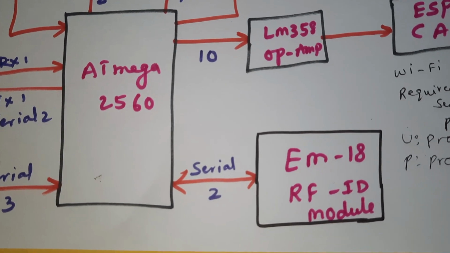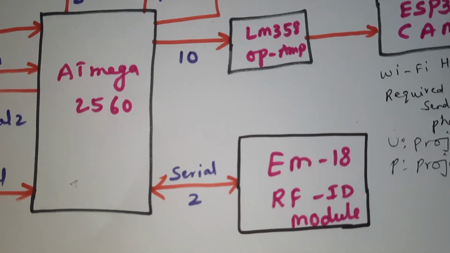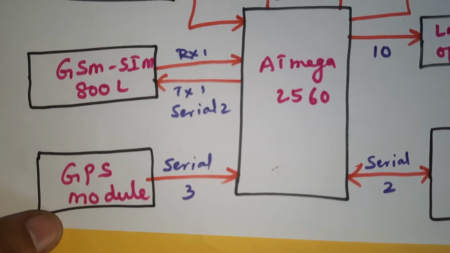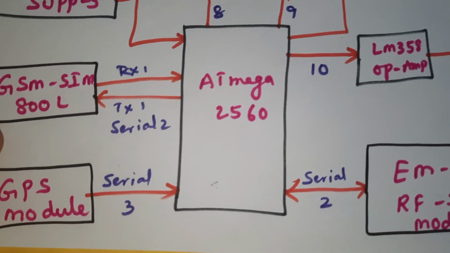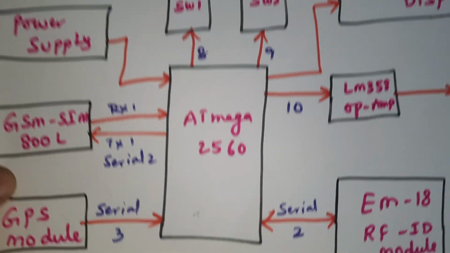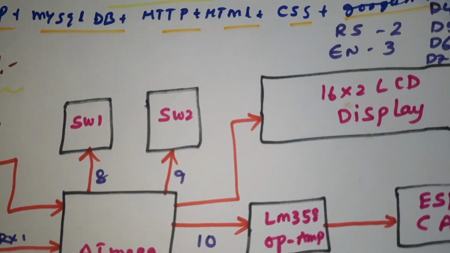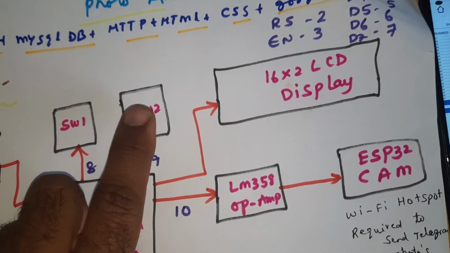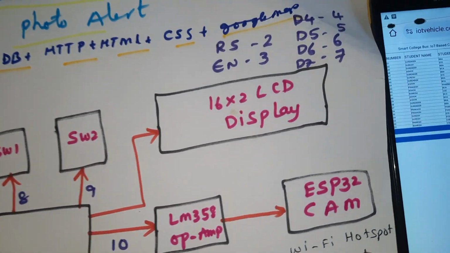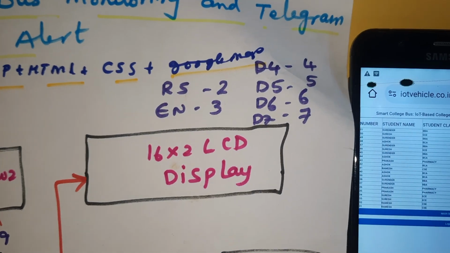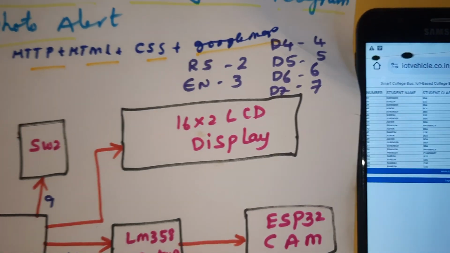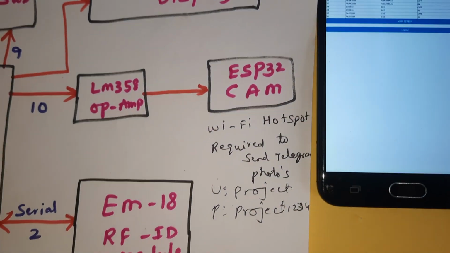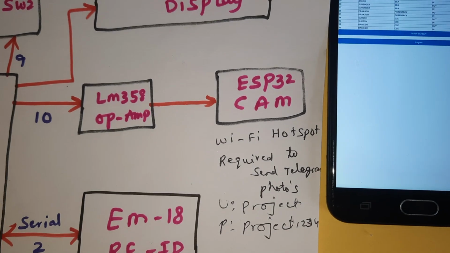We need to scan the RFID tag to the RFID reader module connected to serial communication 2. For GPS location, we are taking the satellite location, and it is sending the data to the server as well as an SMS alert. There are switch button 1, switch button 2, an arriving switch and a trouble switch button. If the bus is in trouble, we need to press the switch button like this. A 16x2 LCD display is connected with RS, enable, D4, D5, D6, D7 on pins 2 to 7, and one ESP32 camera module sends the photo alert to the parents' mobile number.